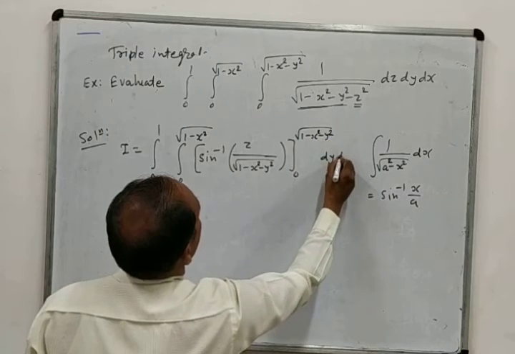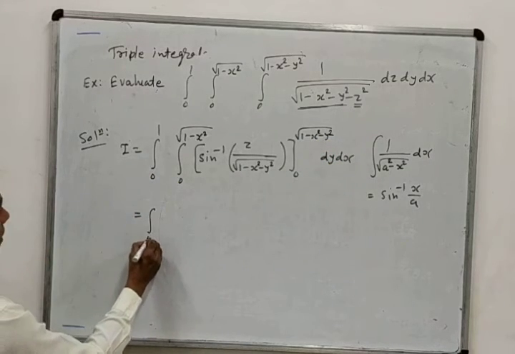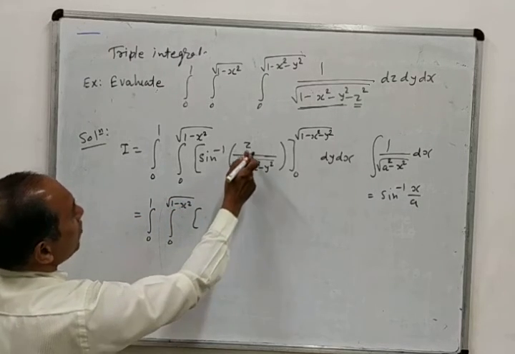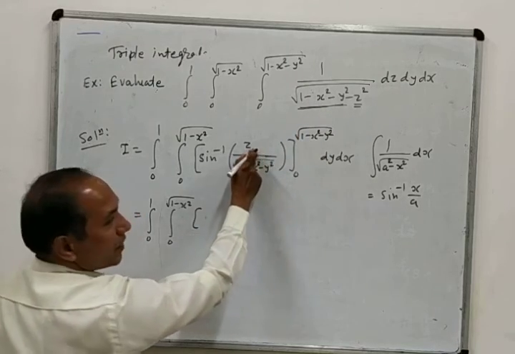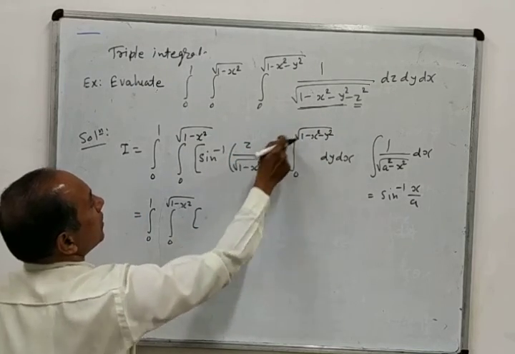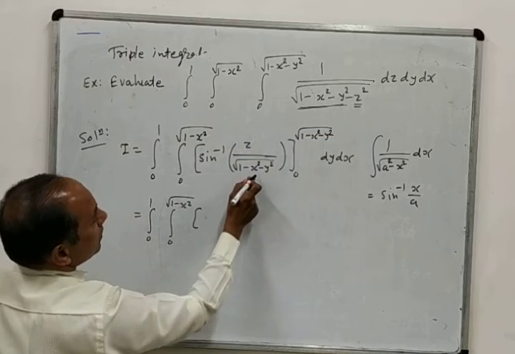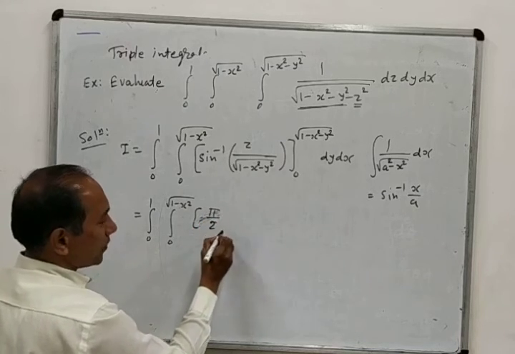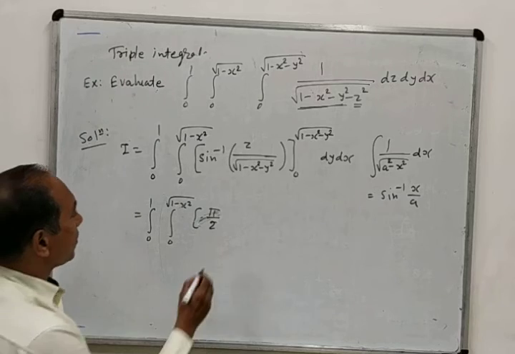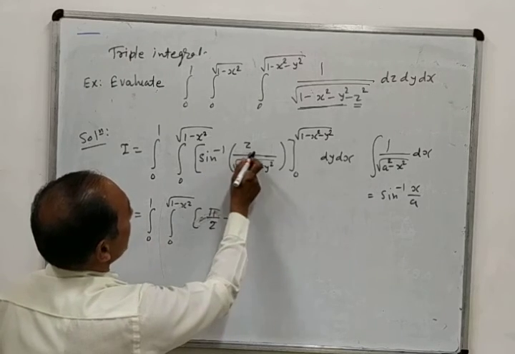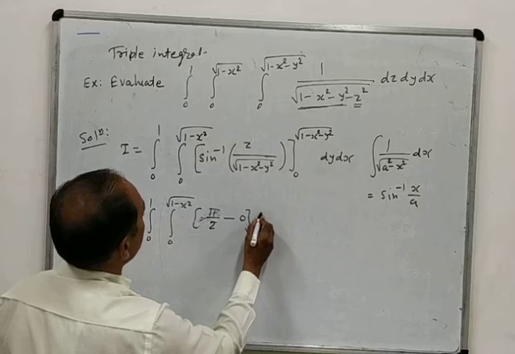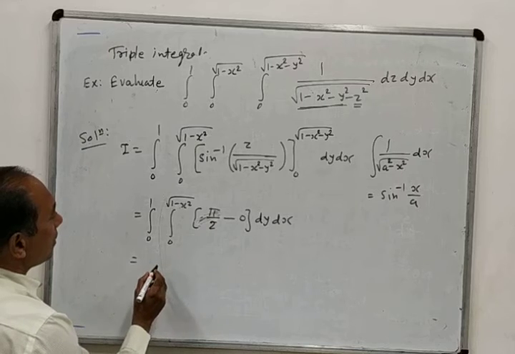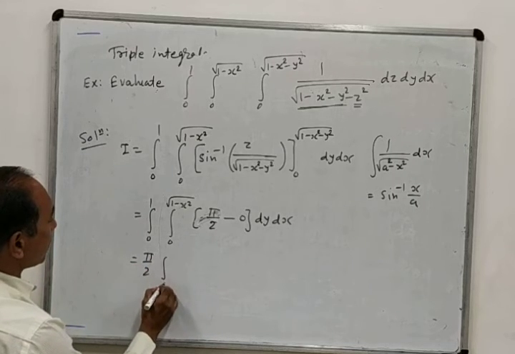It is dy dx. Now we put the limits 0 to root 1 minus x square. If we put z equal to root 1 minus x square minus y square, it will be cancelled, so we get sin inverse 1. But sin inverse 1 is what? Pi by 2, because sin pi by 2 is 1. Then minus, here we put z equal to 0, so sin inverse 0 is 0. So you can see this is simplified. Pi by 2 minus 0 is pi by 2. So pi by 2 is a constant, so we will take it outside.